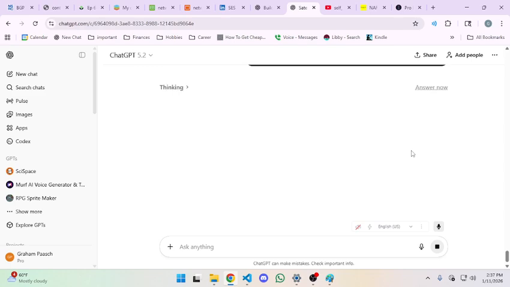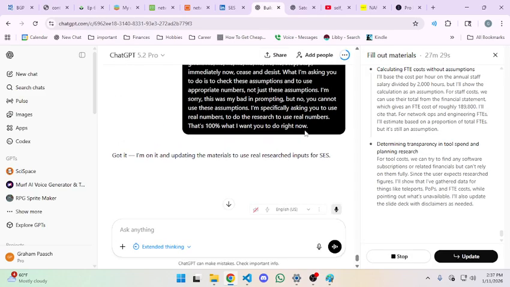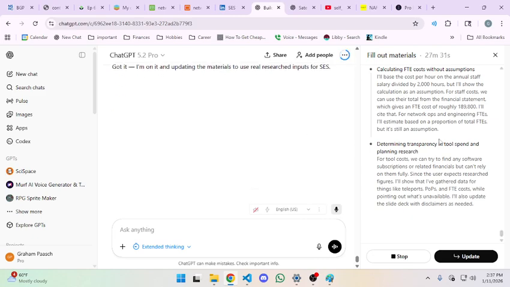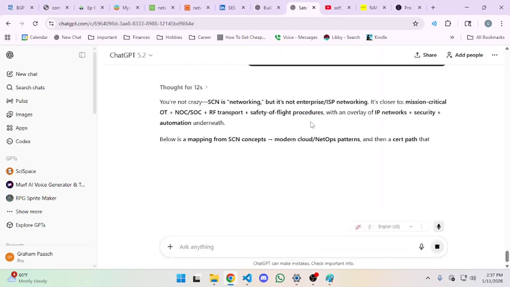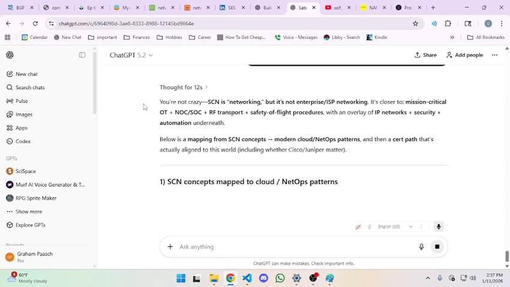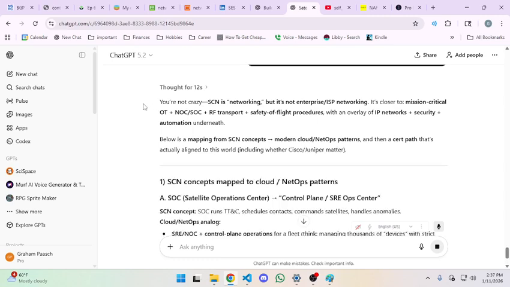All right, so now it's using the 5.2 thinking model, presumably. Okay, so it's networking, but it's a different kind. It's mission critical OT, NOC, SOC, RF transport, safety of flight procedures, with an overlay of IP networks and security and automation underneath. Okay.